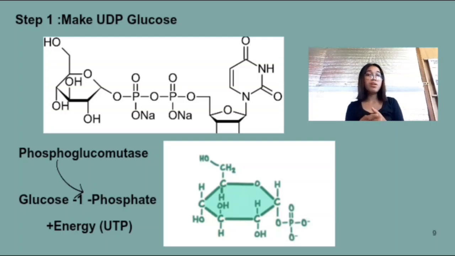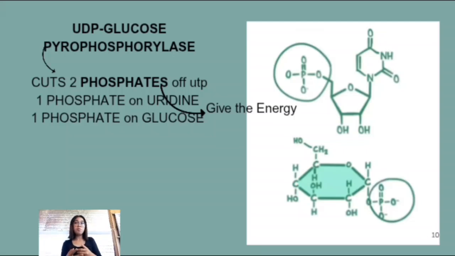In the presence of glucose 1-phosphate and UTP, an enzyme called UDP-glucose pyrophosphorylase cuts two phosphate molecules off UTP, which gives the energy necessary to complete this reaction. So, only 1 phosphate is left attached to uridine, and then glucose 1-phosphate is added here. That makes 2 phosphates, so the resulting molecule is called UDP glucose.